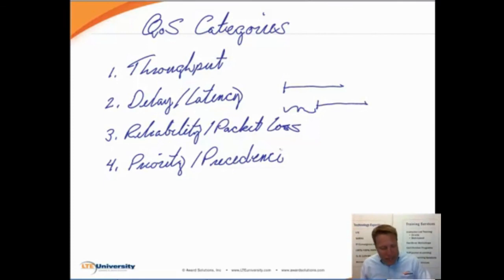But anyhow, so these 4 categories, throughput, delay, reliability, and priority, are the key categories we're going to be focusing on for QoS. If I could characterize a given service with respect to these 4 categories and communicate that into the network, then we could enforce the requirements of a given service so that the user has an effective experience.